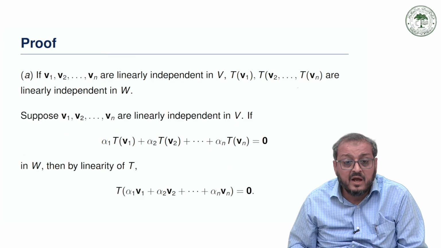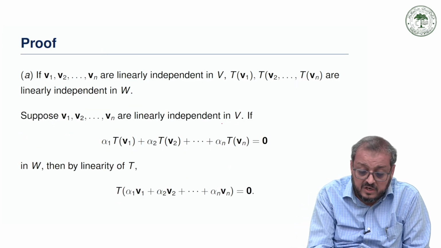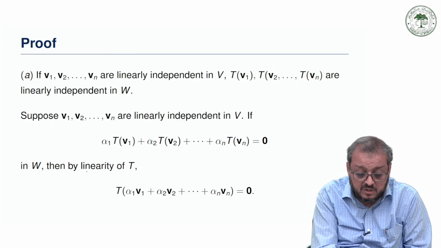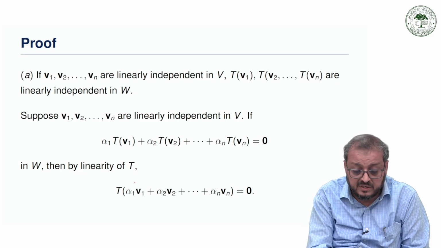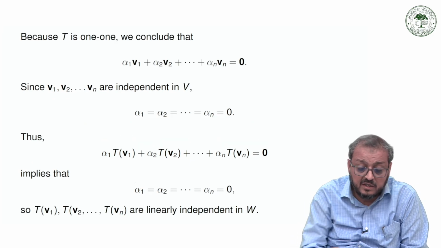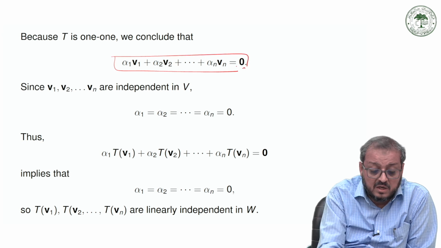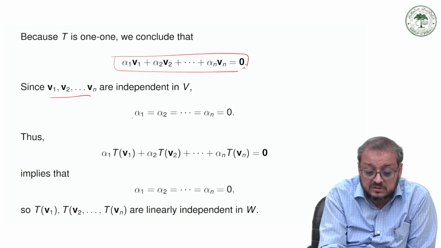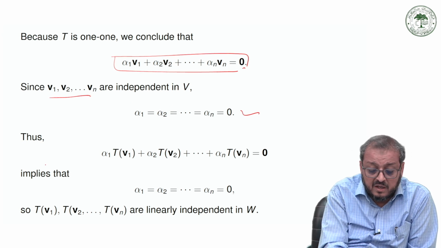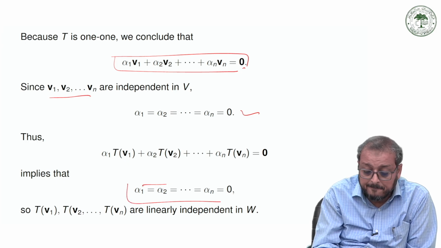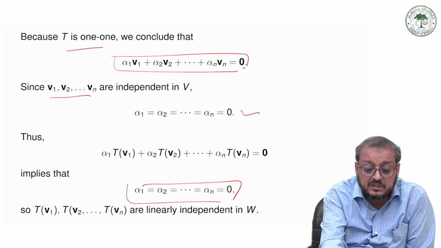So, for independence, if this is equal to 0 in W, then by linearity, and since T is one-one, we calculate that the combination of the vi is equal to 0. Since the vi are linearly independent, all the scalars are 0. This holds because T is one-one.